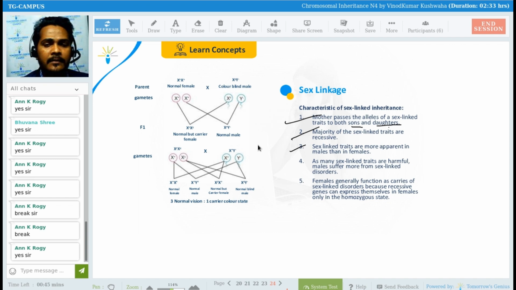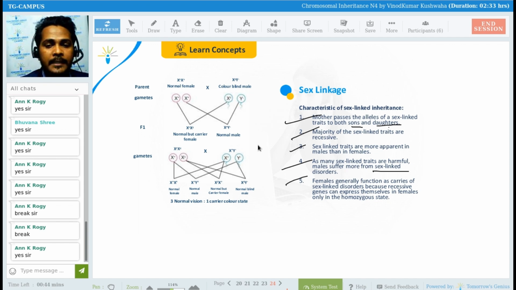Third point, sex-linked traits are more apparent in the male than the female. Means sex-linked diseases are very commonly observed in males as compared to females. As many sex-linked traits are harmful, males suffer more from sex-linked disorders. Females generally function as a carrier. Means females basically just carry that disease from one generation to the next generation. They act as a carrier. They are not suffering from such kind of disease.